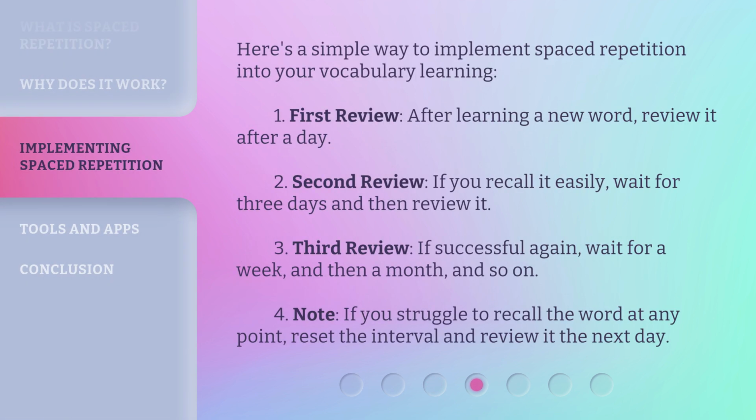Here's a simple way to implement spaced repetition into your vocabulary learning. 1. First review. After learning a new word, review it after a day. 2. Second review. If you recall it easily, wait for 3 days and then review it. 3. Third review. If successful again, wait for a week, and then a month, and so on. 4. Note: if you struggle to recall the word at any point, reset the interval and review it the next day.